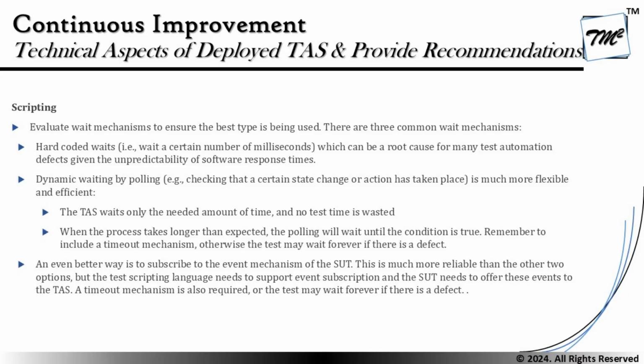Whereas the third option says that an even better way is to subscribe to the event mechanism of the SUT. This is much more reliable than the other two options, but the test scripting language needs to support event subscription, and the SUT needs to offer these events to the TAS. A timeout mechanism is also required, or the test may again wait forever if there is a defect. So the point being made is, of course, this is another option which could be event triggered. For example, when this happens, then do the next execution.